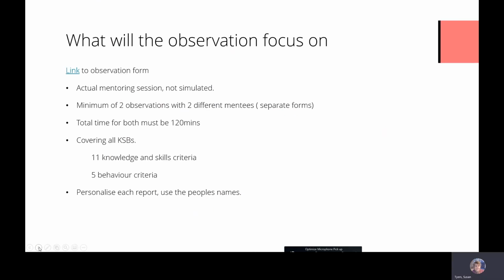So what will the observation focus on? It's actual mentoring sessions, so nothing simulated. Minimum of 2 observations with 2 different mentees, and we ask that you do a separate form for each one. The total time for both of the observations is 120 minutes, covering all KSBs, so it's 11 knowledge and skills criteria, 5 behaviour criteria. And please personalise the report, so you're using the person's name throughout.